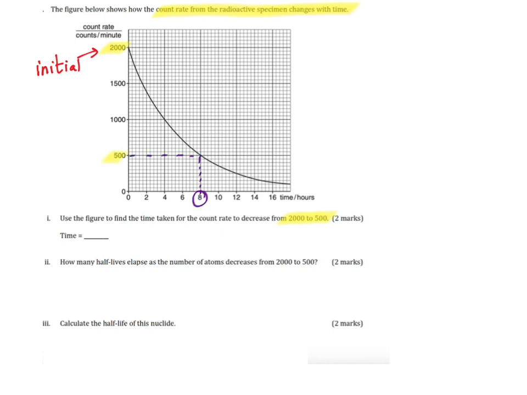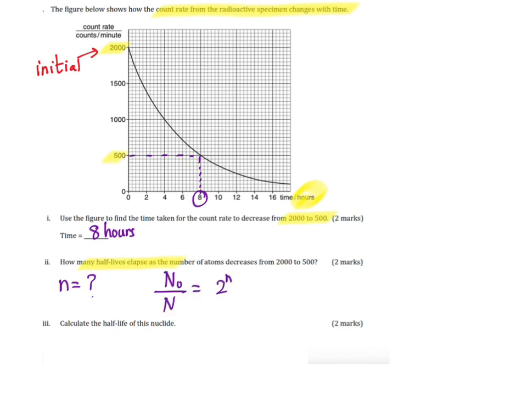So in the graph, we can find 500 for the corresponding time is 8. That means it's 8 hours. Hours, how do I know the unit? I check the graph and I can see the unit written, hours. How many half-lives as the number of atoms decrease from 2000 to 500? So we want to find n.